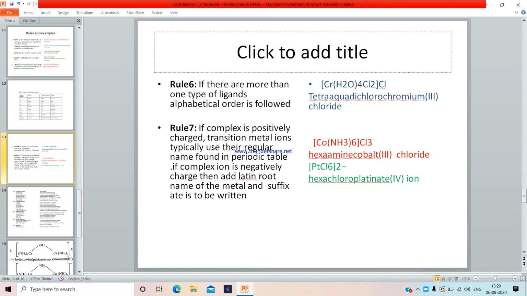Now the next rule. If the complex, that is this square coordination sphere, is positively charged, then how to name that compound, and if it is negatively charged, how to name it? If it is positively charged, then the metal is named simply as the metal. For example, cobalt is named as cobalt. If the coordination sphere is an anion, then the metal should end with ate. Platinum, that is why here we are writing platinate. So these are some of the rules followed in naming the coordination compounds.